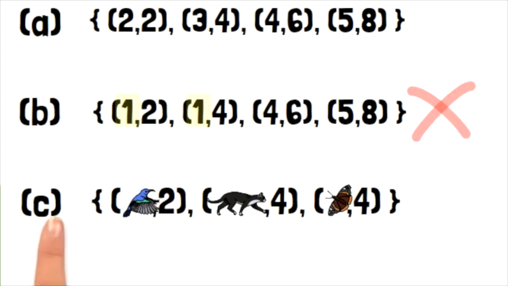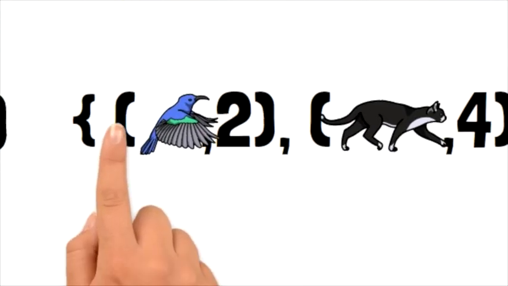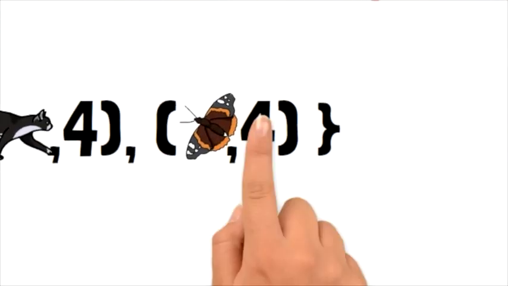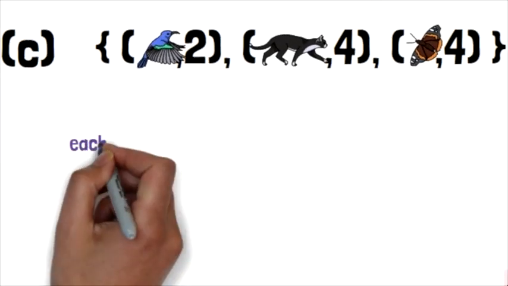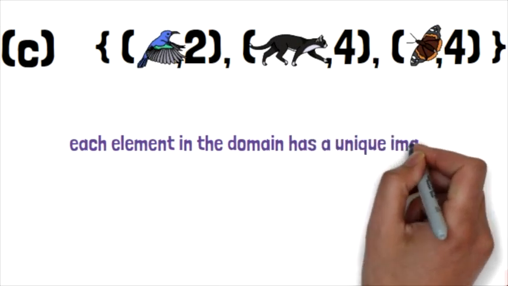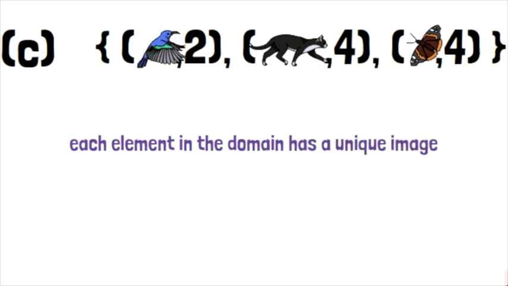Problem C is a slightly less common textbook problem, where textbook problems tend to involve numbers. The domain here is a set containing animals, specifically a bird, a cat, and a butterfly. Nevertheless, this is, as a matter of fact, a valid function as each element in the domain has a unique image.